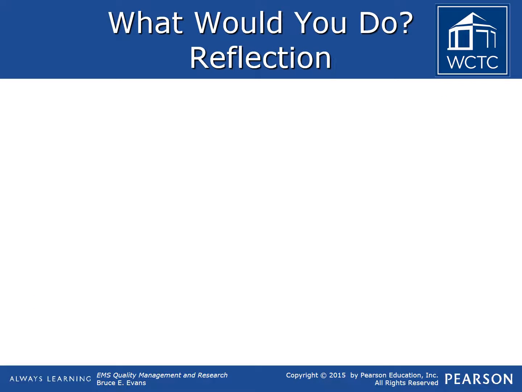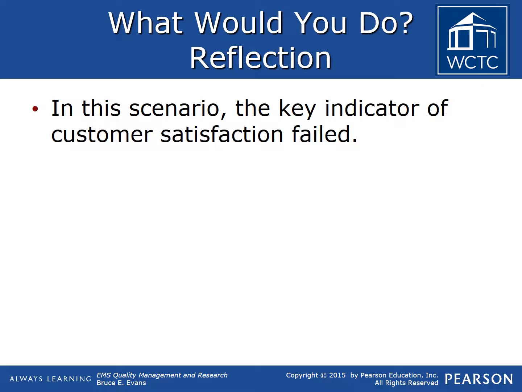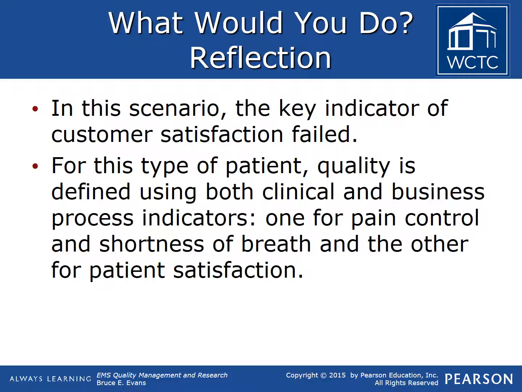Given the information provided within this chapter, consider again the scenario provided earlier for the sickle cell patient assumed to be a drug seeker. Within that scenario, the key indicator of customer satisfaction failed. For this type of patient, quality must be defined using both clinical as well as business process indicators. The clinical indicators included pain control and the treatment of the patient's shortness of breath, while the business indicator was the patient's level of customer satisfaction, which was arguably low. The fact another unit responded back to the patient's residence within 24 hours for the patient's ongoing complaints would also be considered a Sentinel event worthy of more investigation.